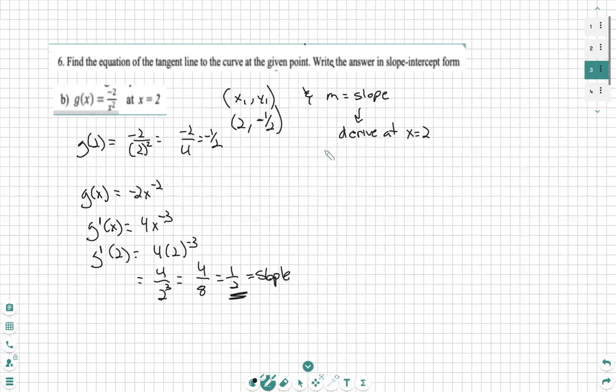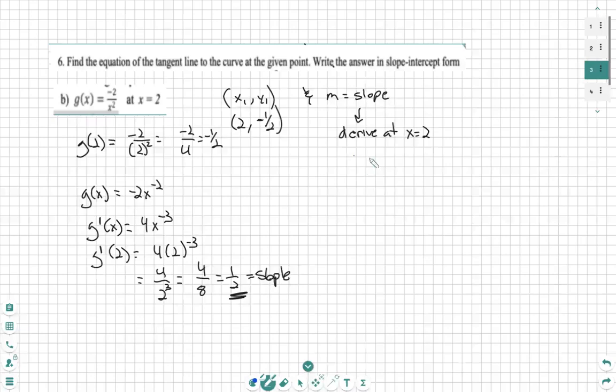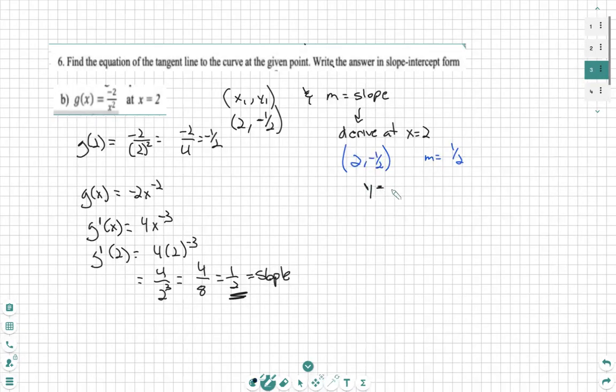So we have a point. Let's change colors really fast. We have a point. And we have a slope. And then we put it all together. First, put it into point slope form. Y minus y1 equals m times x minus x1. This is x1. This is y1.